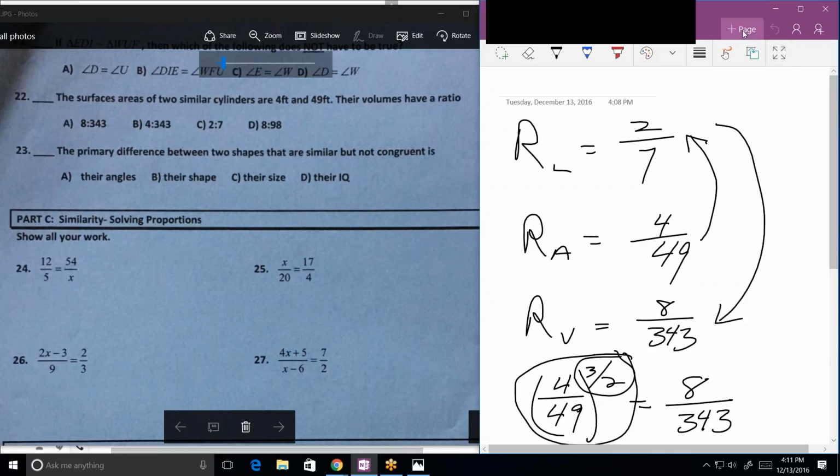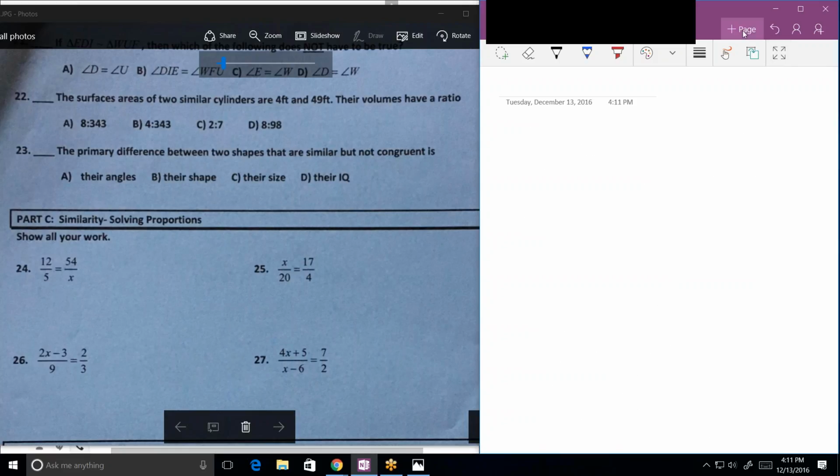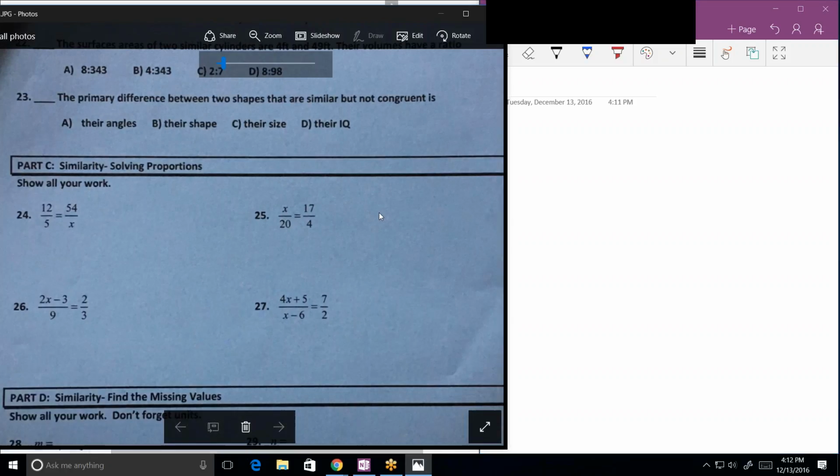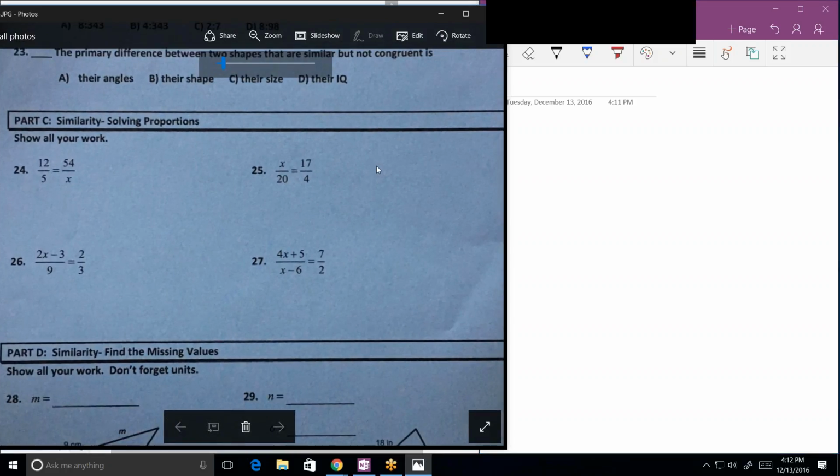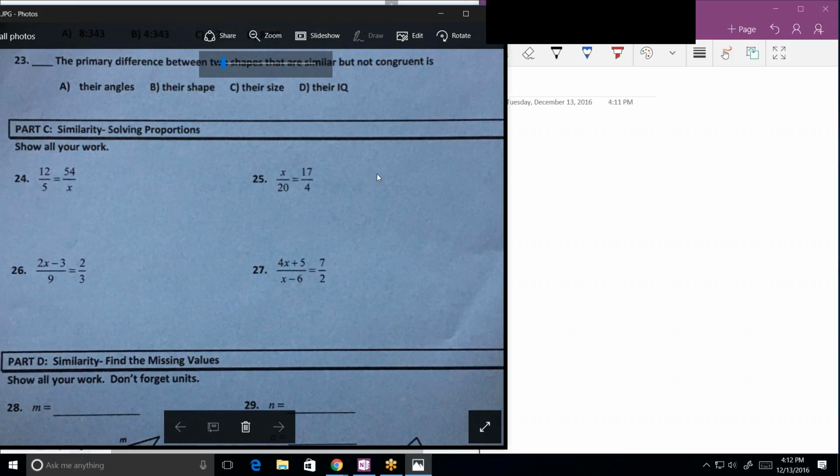23. What is it? The primary difference between two shapes that are similar but not congruent is their size. Sure it's not their IQ? Being funny. I have no clue. You know, really, I don't. Trying to be. It could be both, you know. No, it's their size.